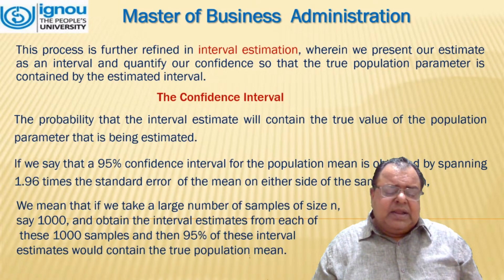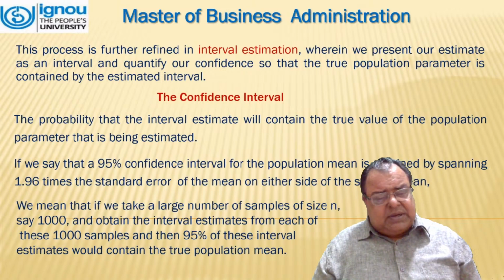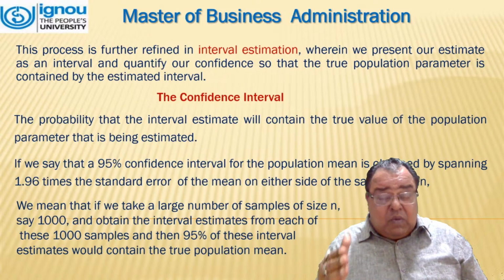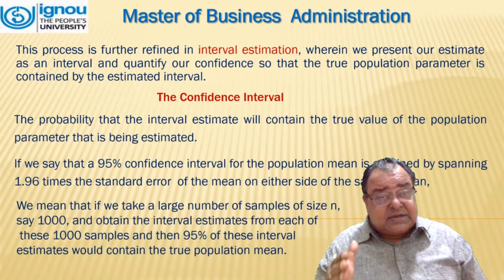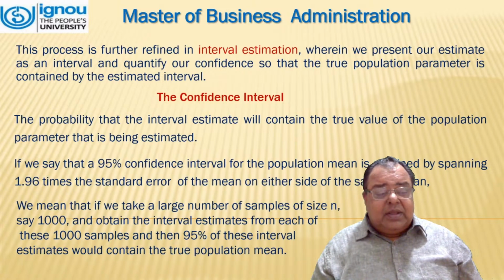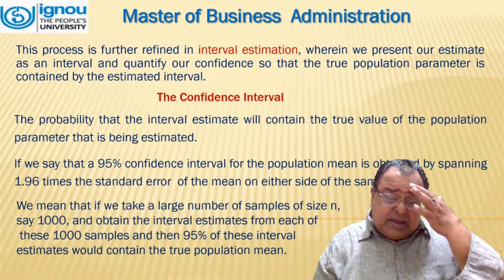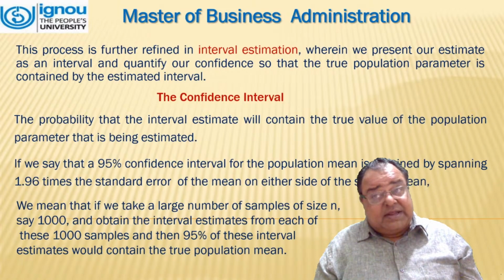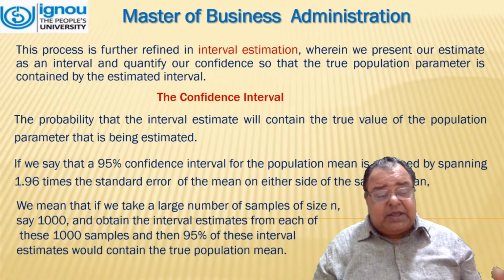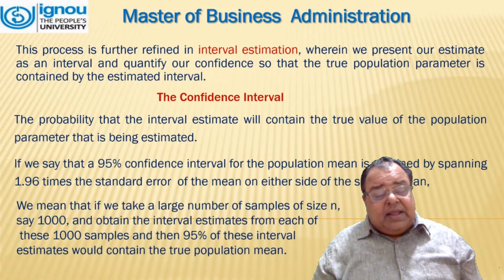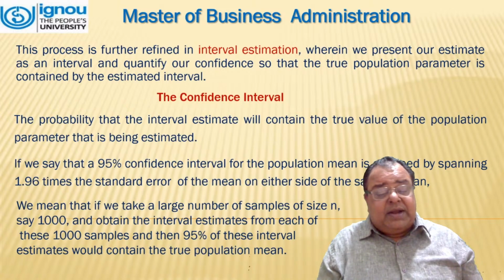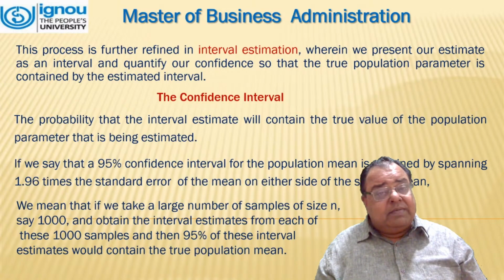Suppose we say that the 95% confidence interval for the population mean is obtained by spanning 1.96 times the standard error of the mean on either side of the sample mean. We mean that if we take a large number of samples of size n, say 1000, and obtain interval estimates from each of these 1000 samples, then 95% of these interval estimates would contain the true population mean.